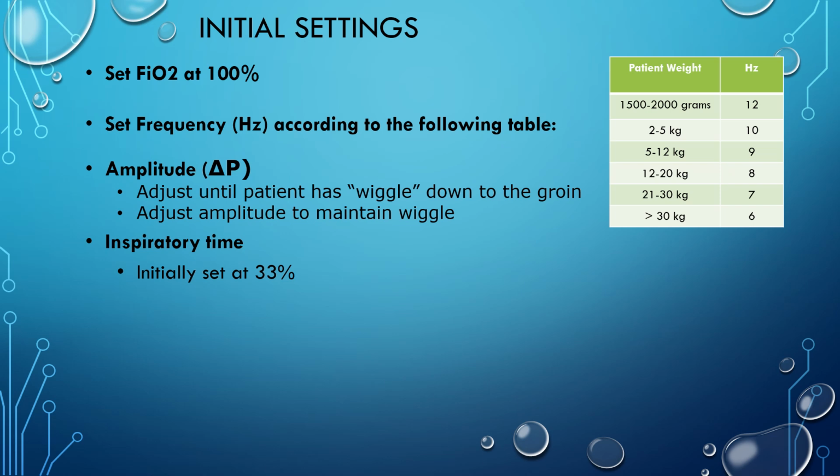Initial settings: set your FiO2 at 100% and then titrate to your targeted saturation range. Your frequency, you can follow the table on the right-hand side. The lower the gestational age and the lower the weight, usually the higher the hertz. As the baby matures and gains weight, the lower the hertz. Amplitude, or delta P: you're going to adjust this until the patient has a wiggle down to the groin. It should be even across the chest. Inspiratory time is set at 33%.